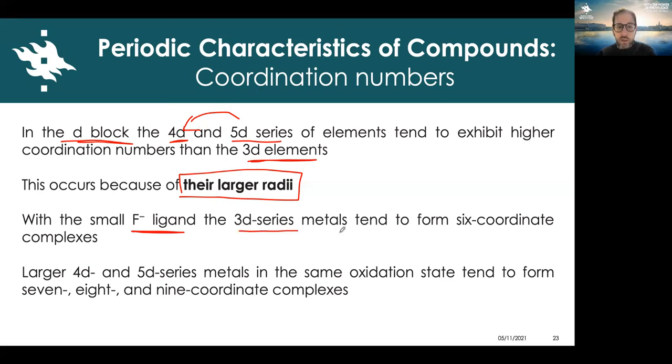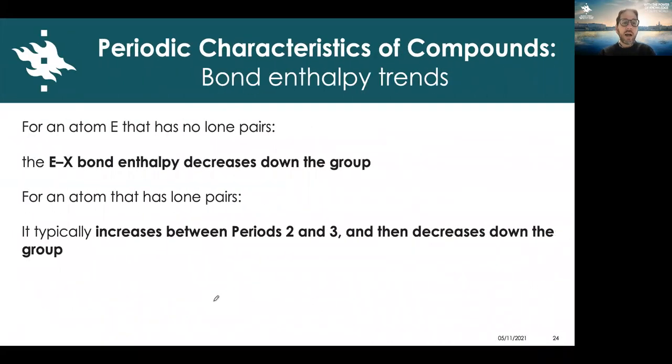So with 3D series metals, fluorine tends to form 6 coordinate complexes. And for larger metals in the 4D and 5D series, in the same oxidation state, we can have even higher coordination numbers, including coordination numbers 6, 7, 8, and 9. Because of their larger radii, we can therefore have higher coordination numbers.